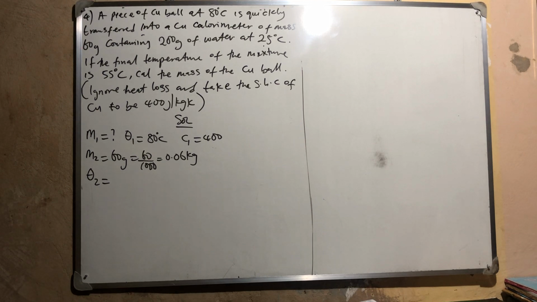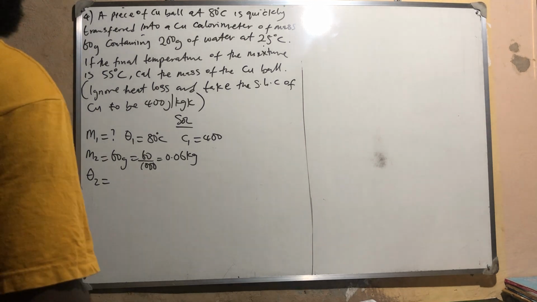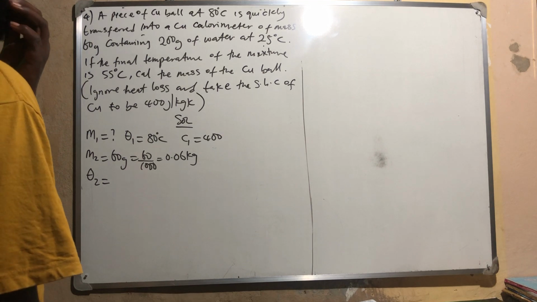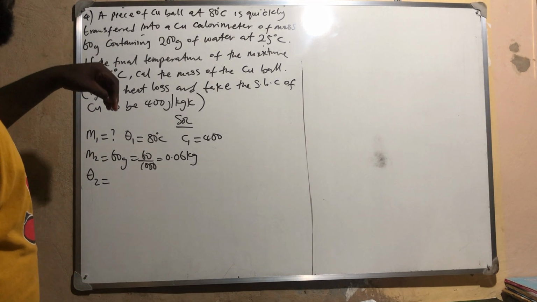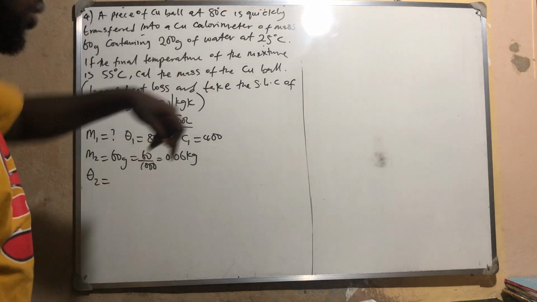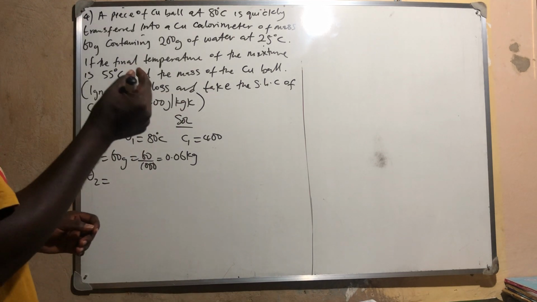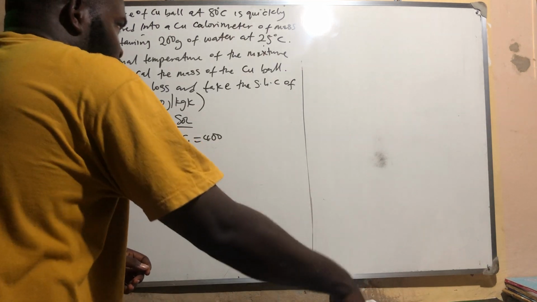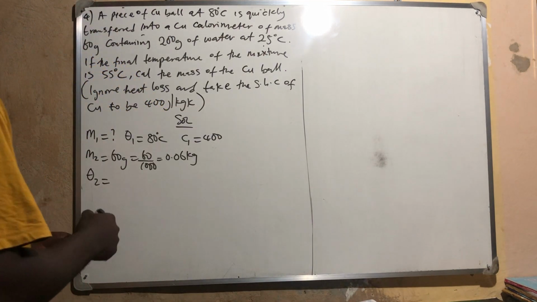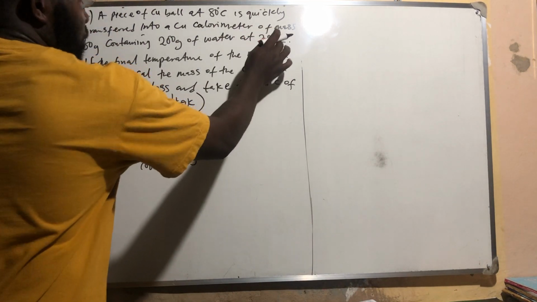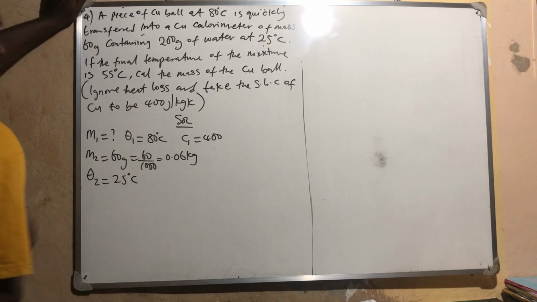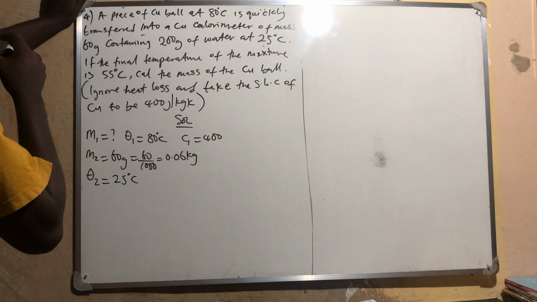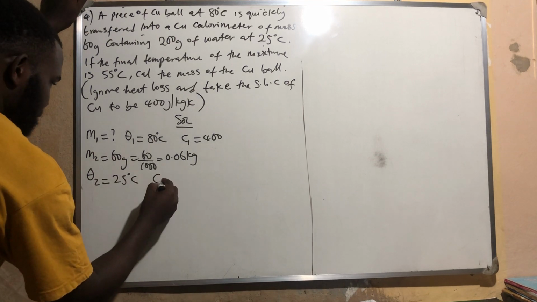Do we have the temperature of the calorimeter? The temperature of the calorimeter is the temperature of that water, because once you put the calorimeter inside that water, it will show the temperature of the calorimeter. So the temperature of the calorimeter is still the temperature of the water, which is 25 degrees Celsius.